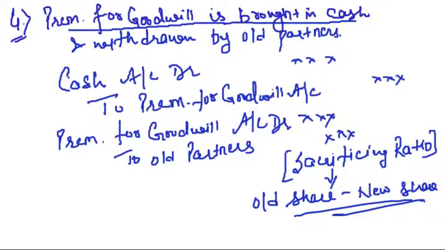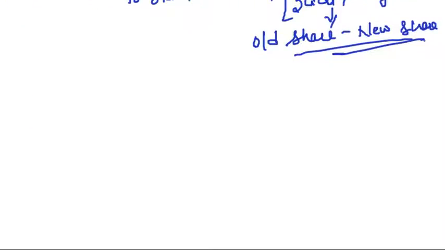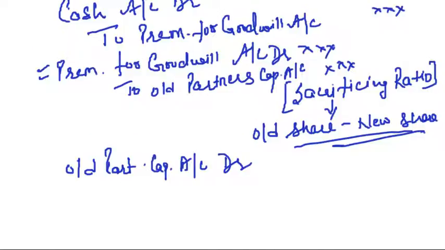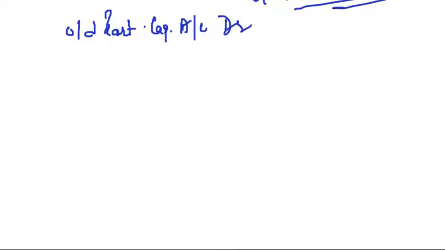Clear? Now the point comes, it says it is withdrawn by the old partners. Here the premium for goodwill is brought into the business. It is adjusted through partners' capital accounts. Partners' capital accounts are credited. Now if this money is withdrawn by the old partners, what will be the journal entry? First of all, we will debit the old partners' capital accounts, because they are withdrawing money. Here we were crediting the money to the old partners. Now if they are withdrawing from the business, we will debit the old partners' capital accounts. Then to cash or bank account.